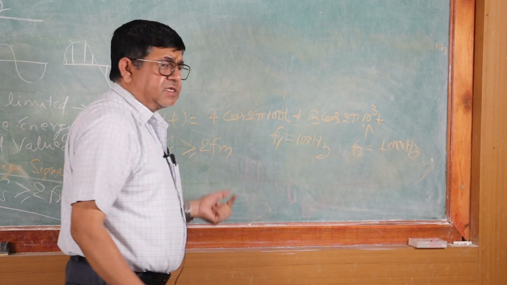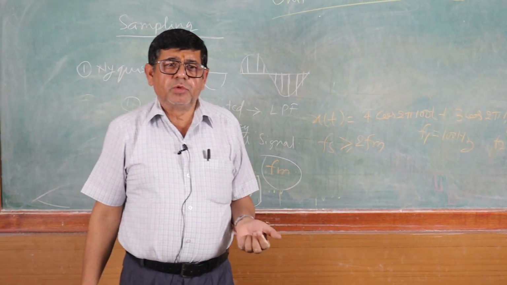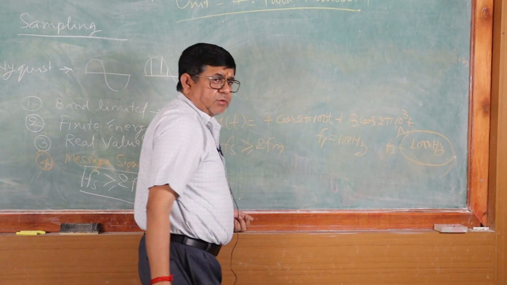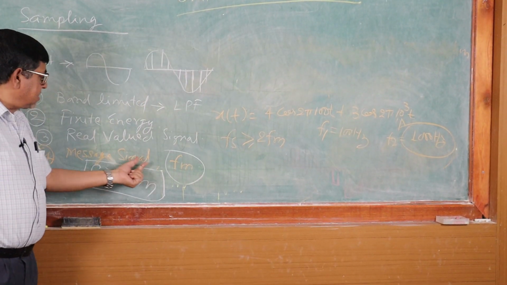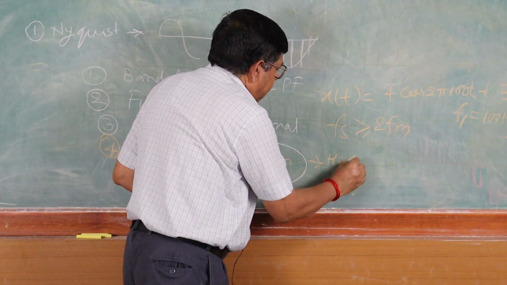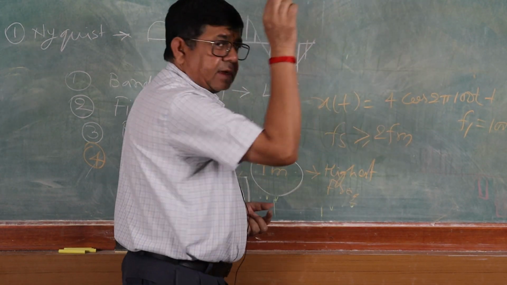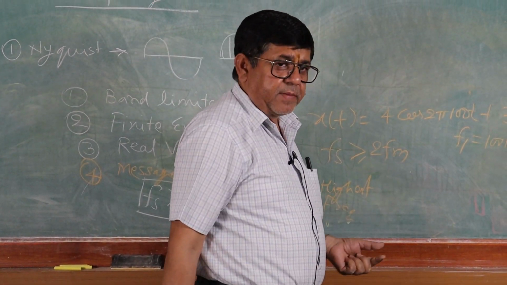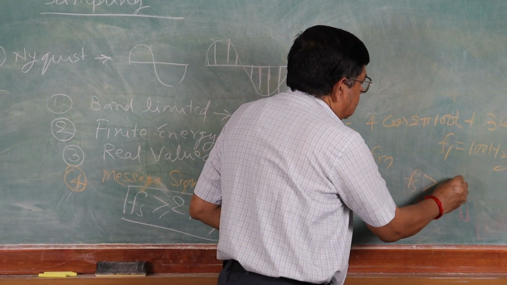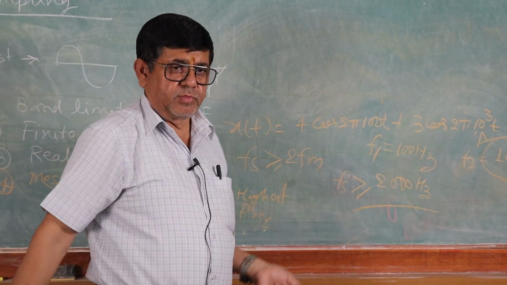Which frequency you should consider for sampling? Highest frequency component. Otherwise, you will land into aliasing problem. So you should consider the highest frequency component available in the composite signal. In this case, if we have to sample, then sampling frequency should be greater than or equal to 2000 Hertz. Okay. This is one example.